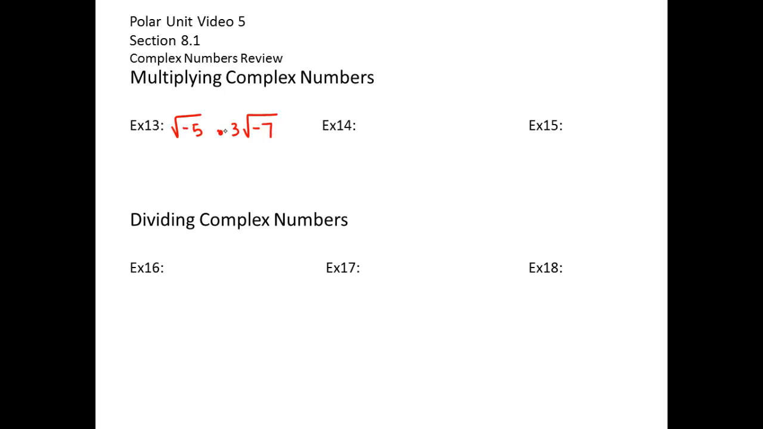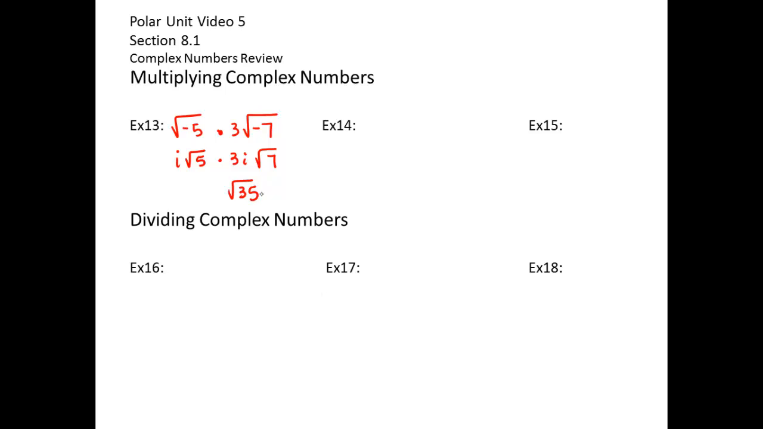So what's going to happen here is I have to take out the i, so this is i square root of 5 times 3i square root of 7. I couldn't do anything with the 5 and the 7 because they're both prime numbers and they can't be reduced. So I do have to now multiply the insides and multiply the outsides. When I multiply the insides, I get the square root of 35.